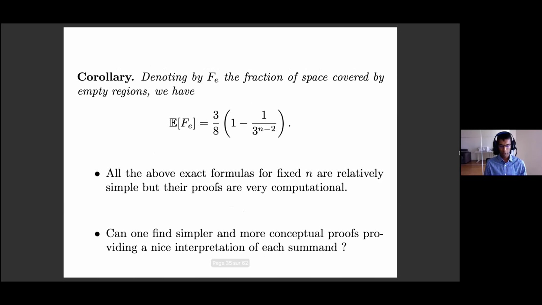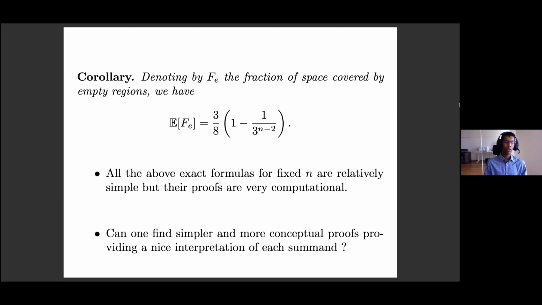And then you can look at the fraction of space covered by the empty regions. So what are the empty regions? All the red regions are empty, and half of the uncolored regions are empty. So by taking the previous formulas and summing them, you will get that the expectation of the fraction of space covered by empty regions is 3/8 times a corrective term, which is quite simple. So asymptotically, 3/8 of the space is covered by empty regions.